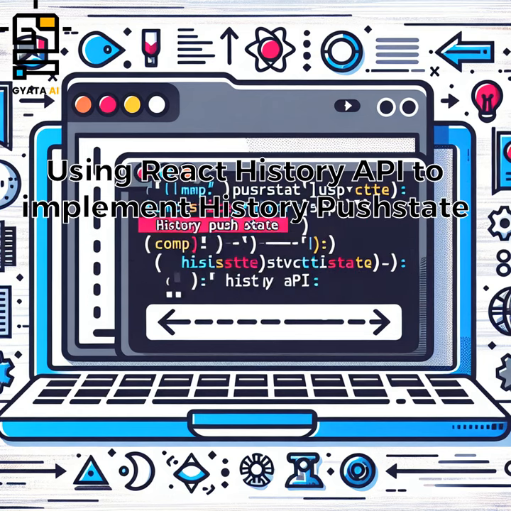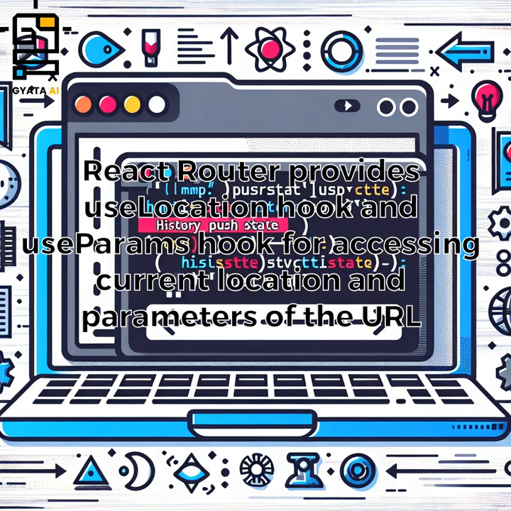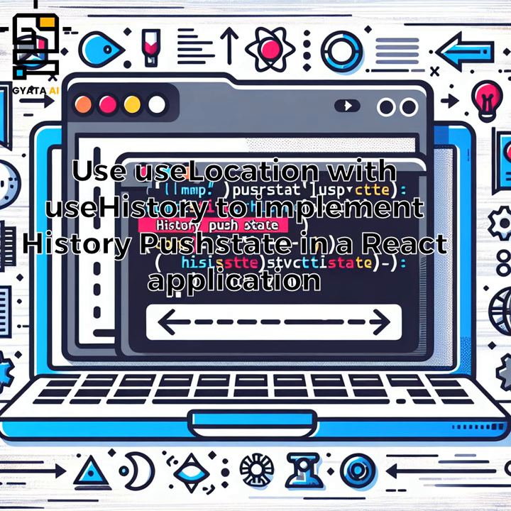Using the React History API to implement History Pushstate. React Router provides the useLocation hook and useParams hook for accessing the current location and parameters of the URL. Use useLocation with useHistory to implement History Pushstate in a React application.